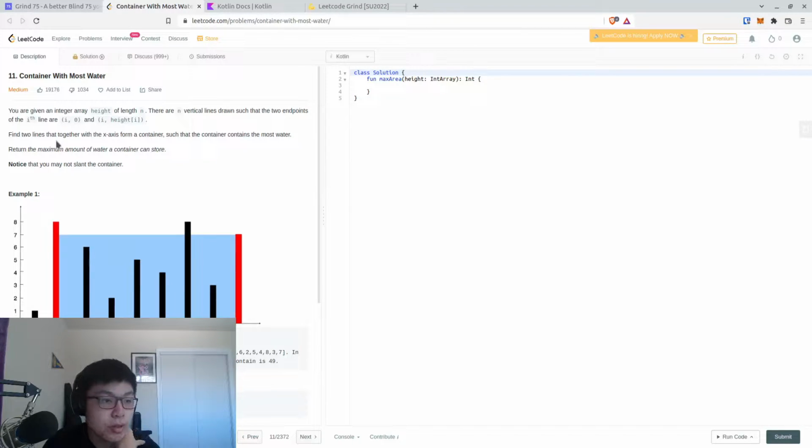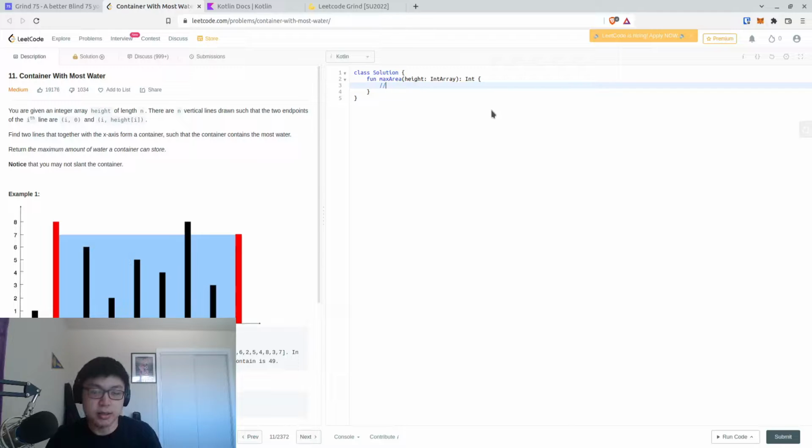Find two lines that together with the x-axis form a container such that the container contains the most water. Return the maximum amount of water that a container can store, and note that you cannot slant the container.